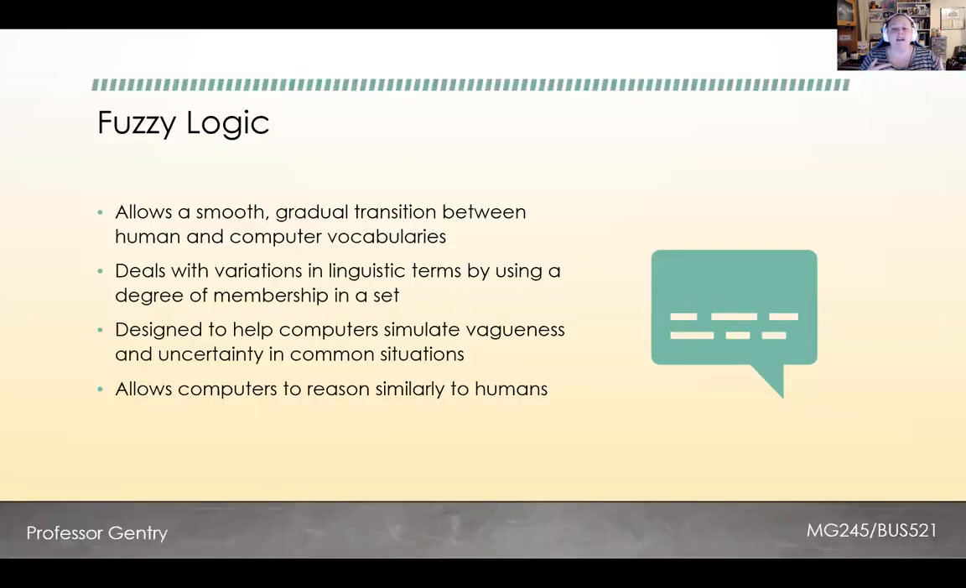Fuzzy logic, on the other hand, is what is going to allow a smooth, gradual transition between your human and your computer vocabularies. Okay, it's going to deal with the variations in linguistic terms, and it uses a degree of membership in a set. There's some really great graphics in your book in this section regarding the fuzzy logic degrees of membership. Fuzzy logic is designed to help computers simulate vagueness and uncertainty in common situations. It allows computers to reason similarly to the way a human reasons and be able to give approximations and vague data a clear and definable answer.